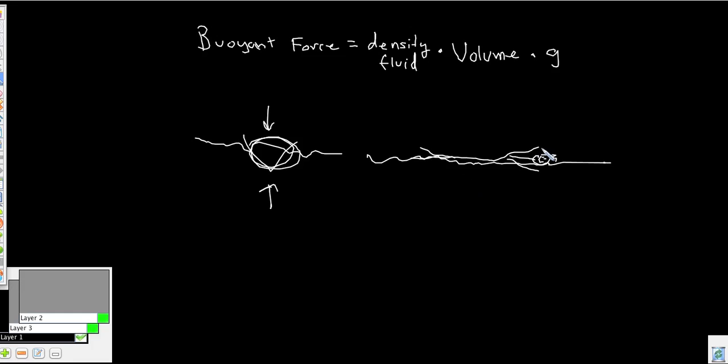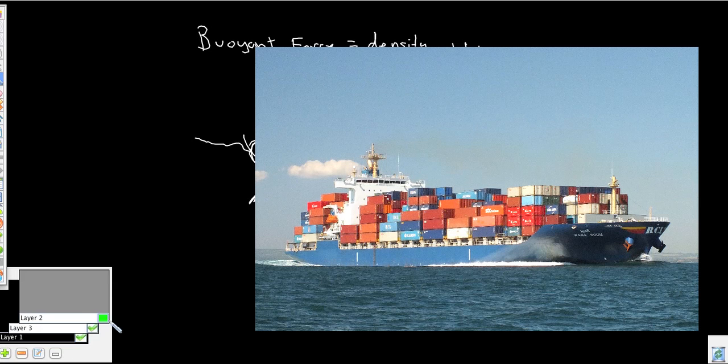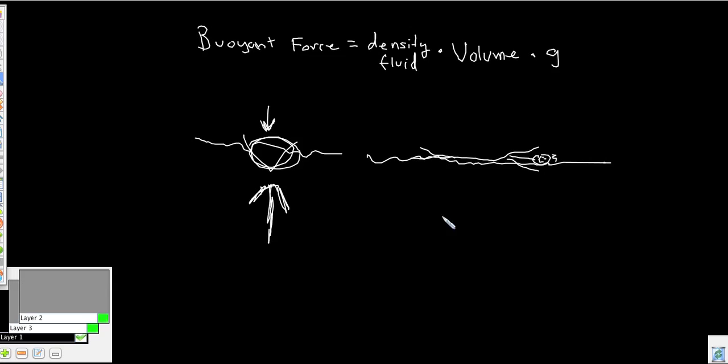Once again, as long as this buoyant force exceeds the force of whatever it is going down, you will float, which is what they have to figure out with a large boat. They just have to make sure that the buoyant force is greater than the force of all this stuff going down. Okay, so let's figure out how much of the volume of your body is going to be underwater.